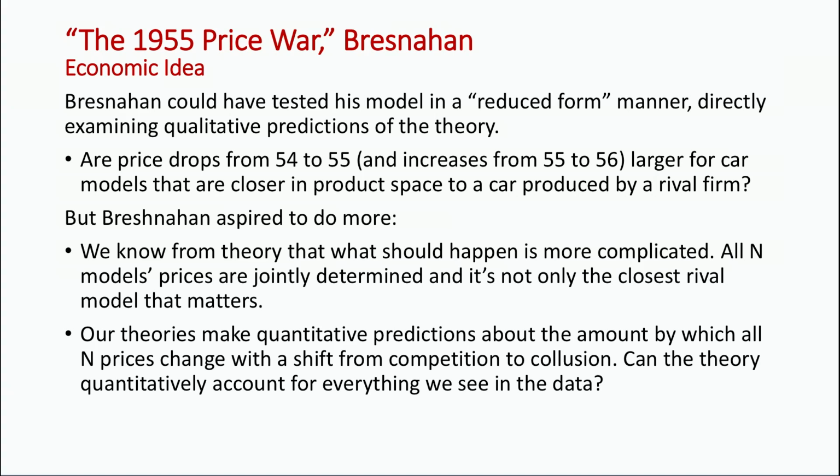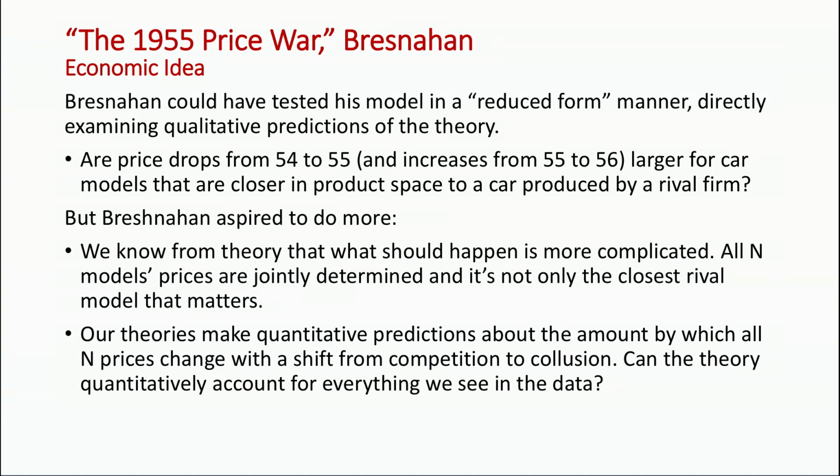And so if you had that as an idea and you thought about how you could test that, Bresnahan could have taken this sort of what I'd call the classic reduced form approach in I/O, which is you make predictions, you test the predictions. And so what you could have looked for is, are price drops from 1954 to 1955 larger for car models that are closer in product space? And that would be sort of an auxiliary prediction of a breakdown in collusion.